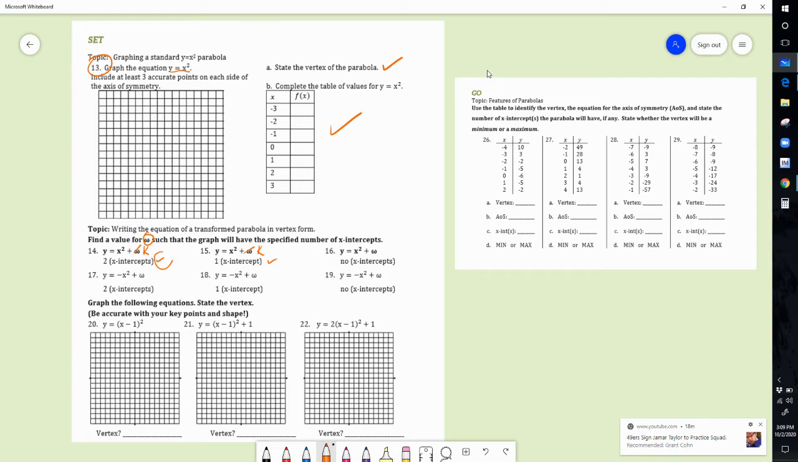So what value of K can you put in to give it 2 x-intercepts, 1 x-intercept, and how can you get no x-intercepts? There's a million answers you can get for this. So if you're thinking, wow, it could be a bunch of different things, yeah, you're right.